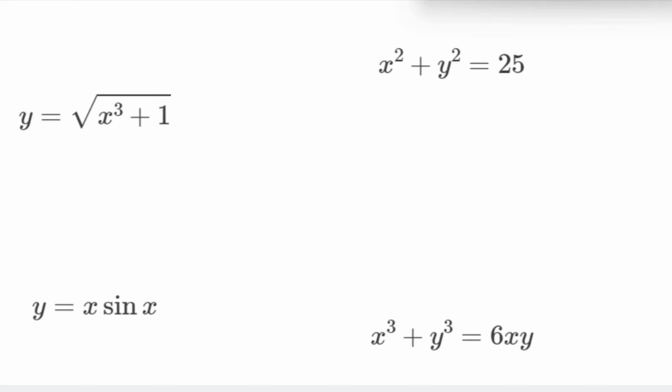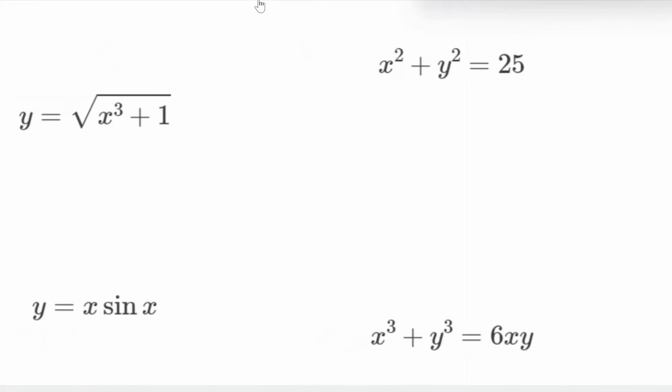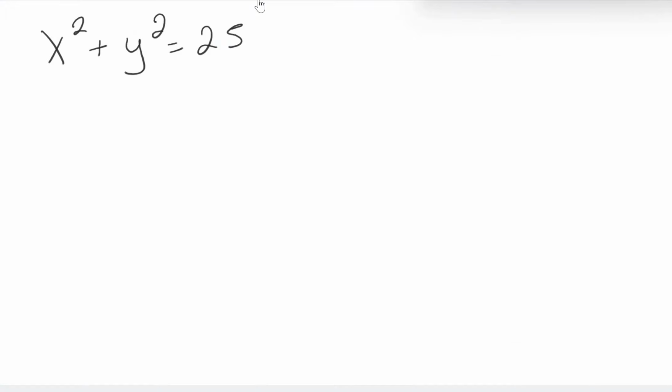From what you know right now, we'd have to rearrange them, right? Let's do the first one. I'm going to rewrite it. So we've got x squared plus y squared equals 25. What is that if you were to graph that? Is it a function? It's not, because it's going to fail the vertical line test. So it is not a function.